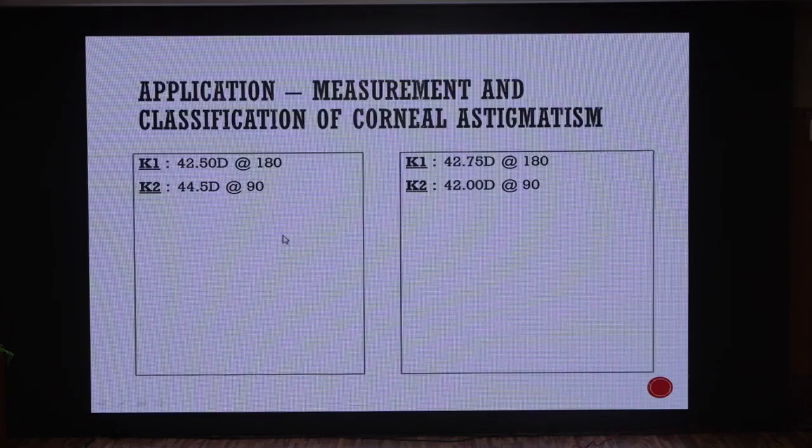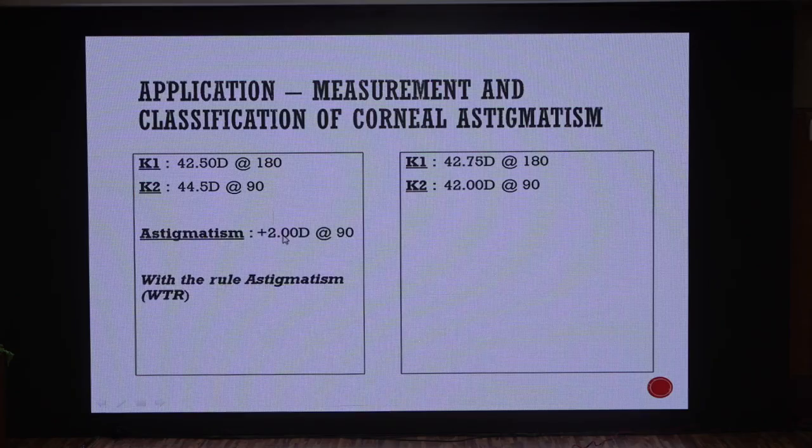So first would be measurement and classification of corneal astigmatism. Can anyone tell me, in the first example, what would be the astigmatism? Any takers? Only you have to minus it, 2. Along which axis? Which axis is steeper? 90. So that would give you which type of corneal astigmatism? With the rule or against the rule? Yes. So if my vertical axis is steeper, it is with the rule astigmatism, right?